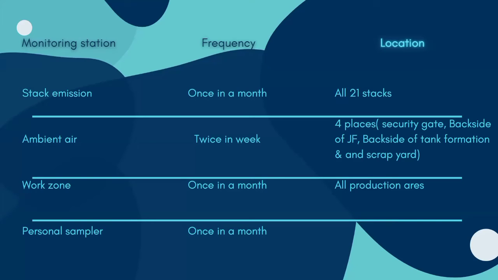Stack emission is located at all 21 stacks, which is quite normal. This is monitored once in a month. Next one is ambient air, located at the security gate, backside of jar formation, backside of tank formation, and scrapyard. This is monitored twice in a week. Work zone and personal sampler are both monitored once in a month. Show the next slide.